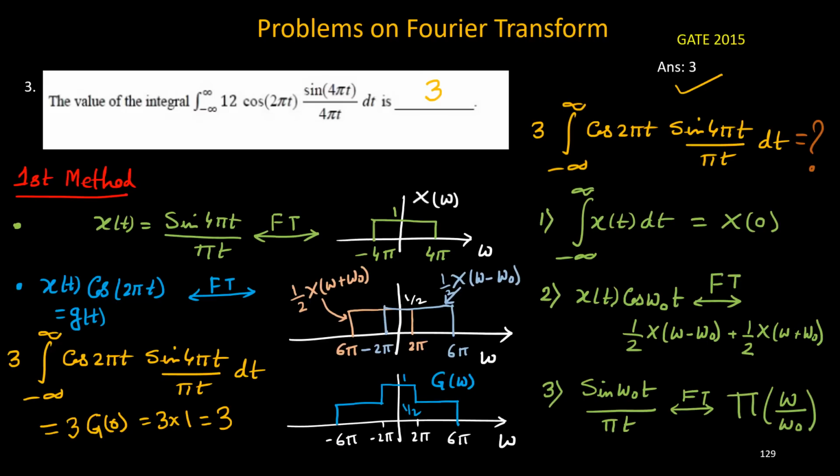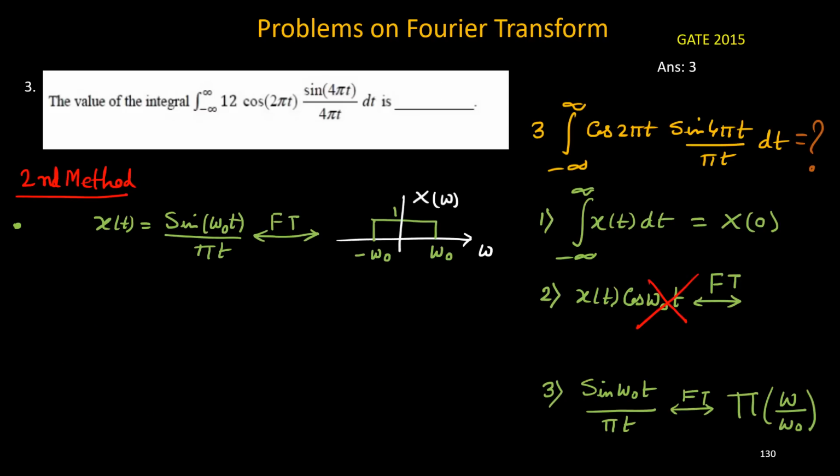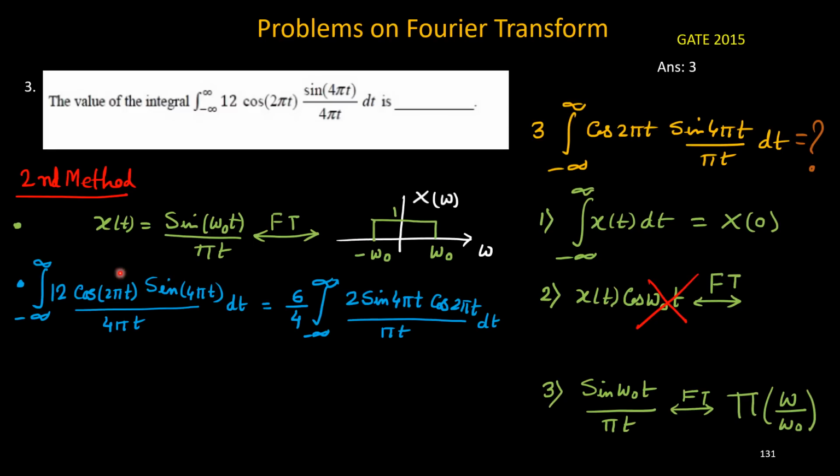Okay, so the answer is 3. So this is one way. The second method does not need the convolution property. Without convolution also we can find it out. So I'll start with this again. This is your x(t) signal, sin(ωt) by πt, and we know the spectrum is this one. Now this one, 12 cos(2πt) sin(4πt) upon 4πt, we can write as 6 upon 4, taking out the 2 and the 4.